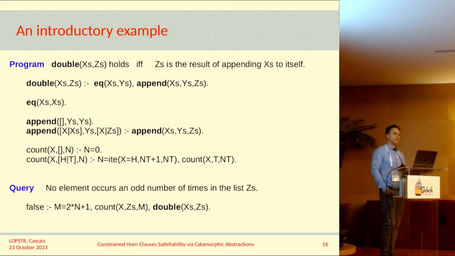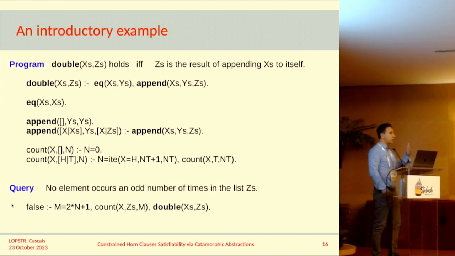So let's start with an example. Let us consider the program specifying the predicate double, where double x z holds if and only if z is the result of appending x to itself. So the definition of double is on this row. We create a copy of x, and we append x to this copy, thereby producing z. Then there's the usual definition for append. And we have a catamorphism here, count, that counts the number of occurrences of an element in a list. And the result is in the last argument.